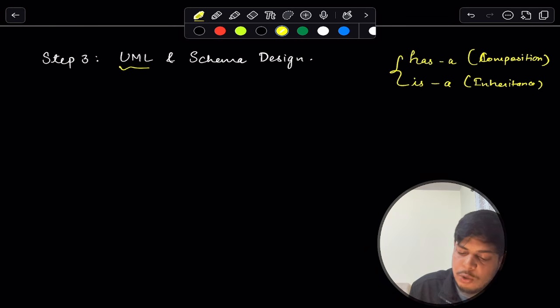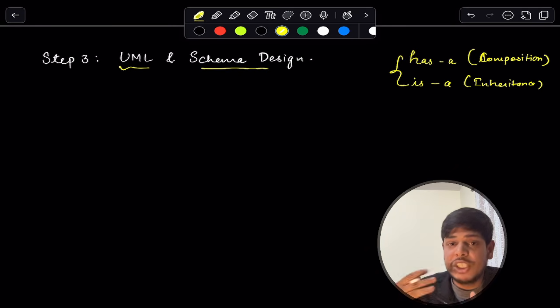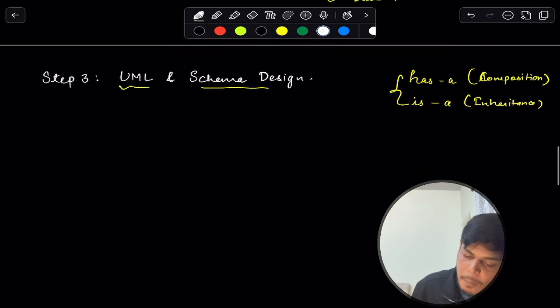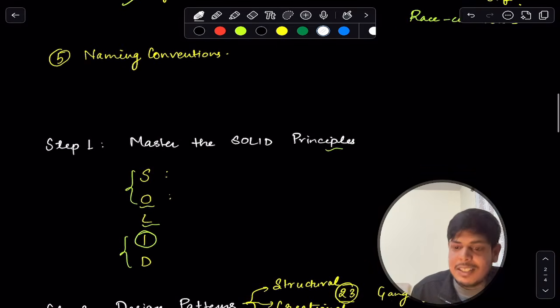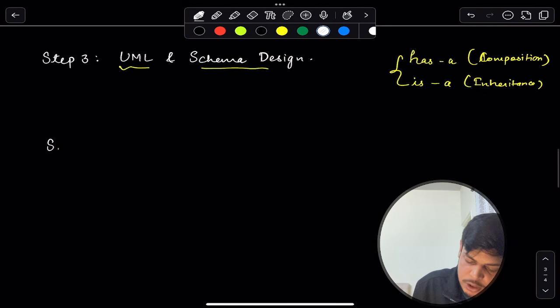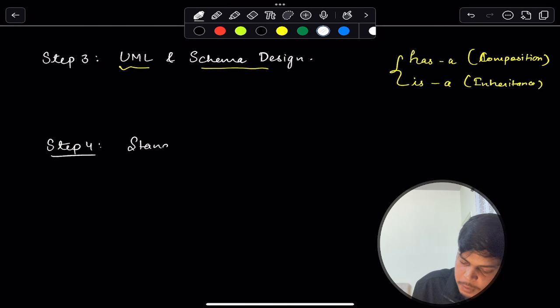Okay. And then you need to also understand schema design. You need to brush up on your basic database schema design. Even in LLD, knowing how to store your data is going to help you structure your classes. I hope this makes sense. And then once you master these constructs, these terminologies, these concepts, step 4 is to practice standard problems.